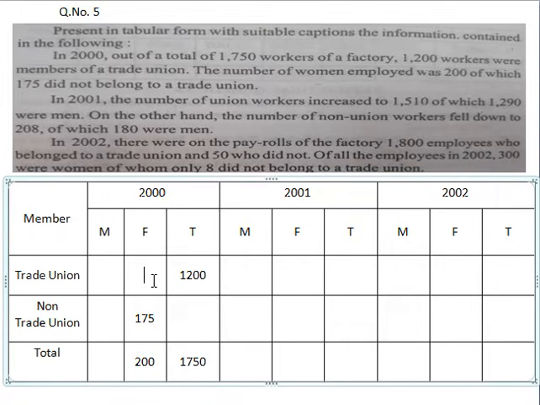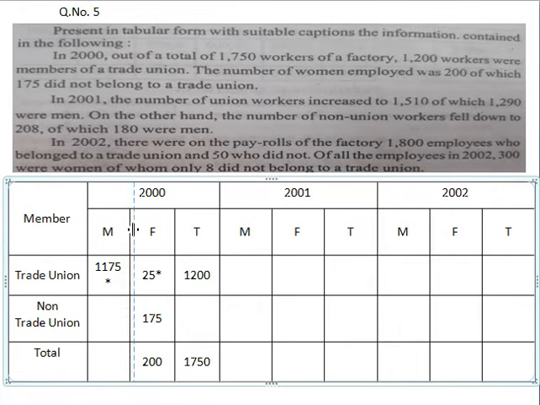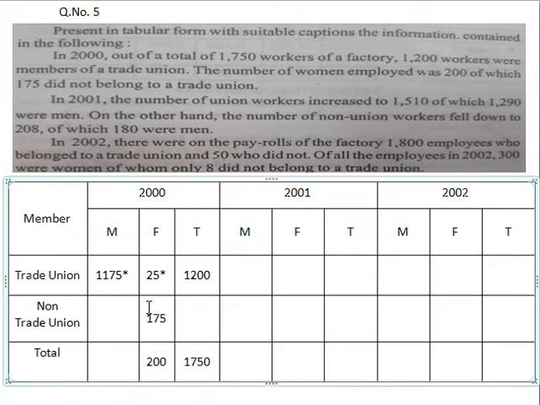You find the missing now. Missing is 200 minus 175 equal to how much? 25 is the computed. 1200 minus 25 means what? 1175 is the computed figure, right? Next, this was the computed figure. Then 1175. Now you find 1750 minus 200.